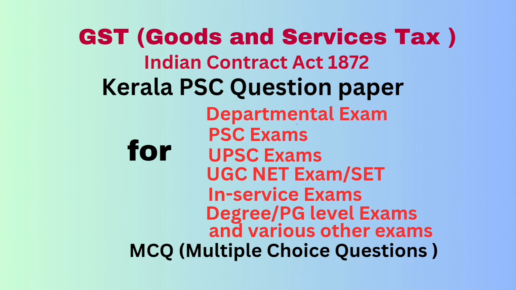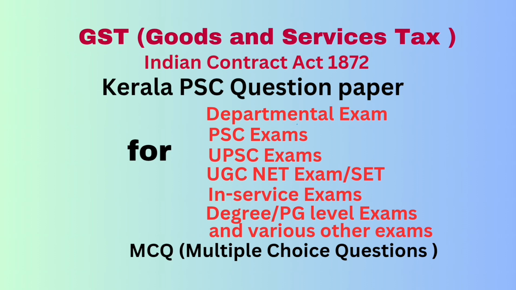Question number 28. Which of the following is not maintained in relation to payment of GST? Option A. Electronic liability register. Option B. Electronic credit ledger. Option C. Electronic cash ledger. Option D. Electronic business ledger. Correct answer: electronic business ledger.